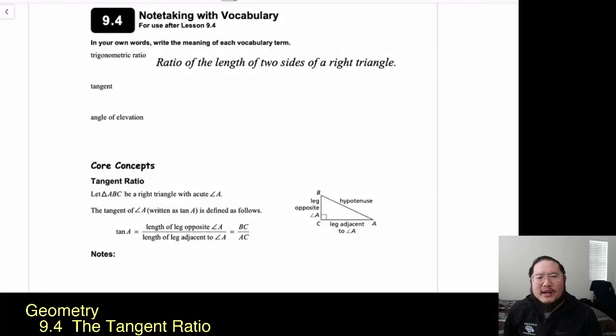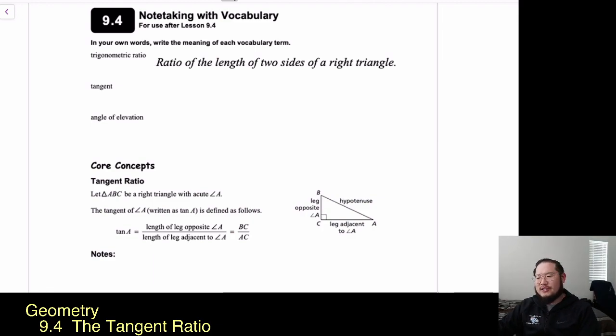Here we go. Let's take a look at section 9.4, the tangent ratio. So now, as we start taking a look at the inside and outside of the triangle, we're going to begin to find the side lengths and the angles using special trig functions such as tangent. Now, what is tangent? Well, let's talk about before that.